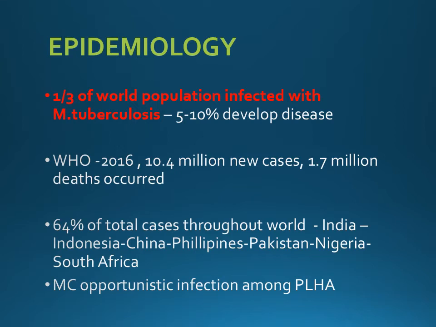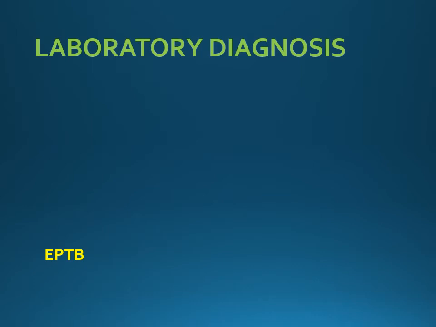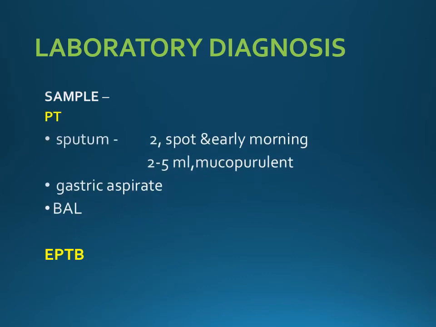And it is the most common opportunistic infection among the persons who have HIV infection. So coming to the diagnosis, what are the samples? Pulmonary tuberculosis is the most common type of tuberculosis, so sputum is the first sample we will take. Children are not able to expectorate sputum, so there we have to take gastric aspirate, or there could be bronchoalveolar lavage.